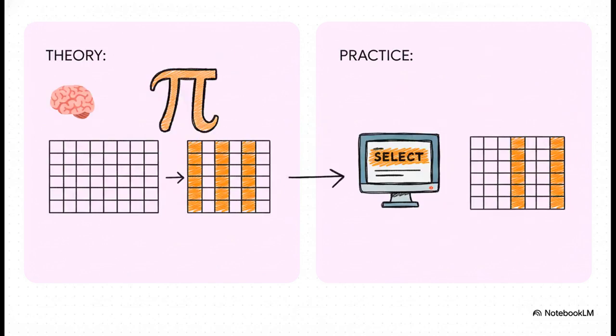And now for the second connection. And this is one that trips a lot of people up at first. Remember the theoretical project operation, pi, the one that chooses specific columns? In SQL, the select clause does that job. Yeah, I know, the theory calls row filtering select, but in the practice of SQL, the keyword select is for picking columns. It's the same logic, just with a slightly confusing choice of words.